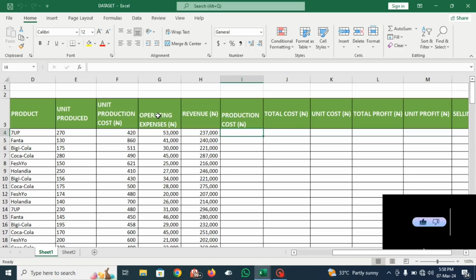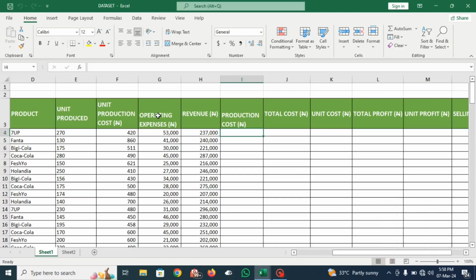Whenever you want to make use of the formula function on Excel, you have to start with equal to. So I'll press equal to. Then I can move my mouse, or you can use your left arrow, to the units produced. Then what I have to do next is hold my shift and press asterisk, which is number 8 on your keyboard. So I'll just press 8 without releasing my shift.